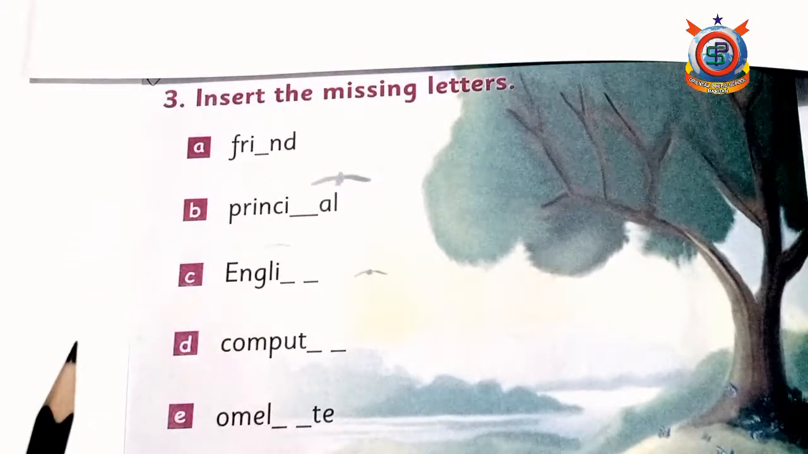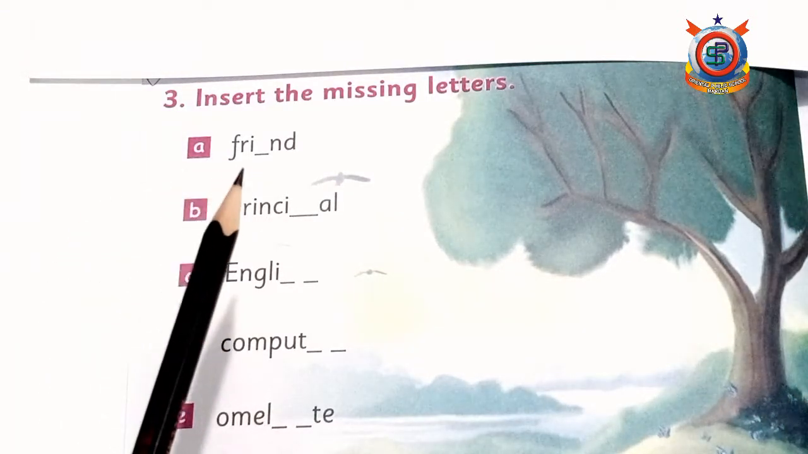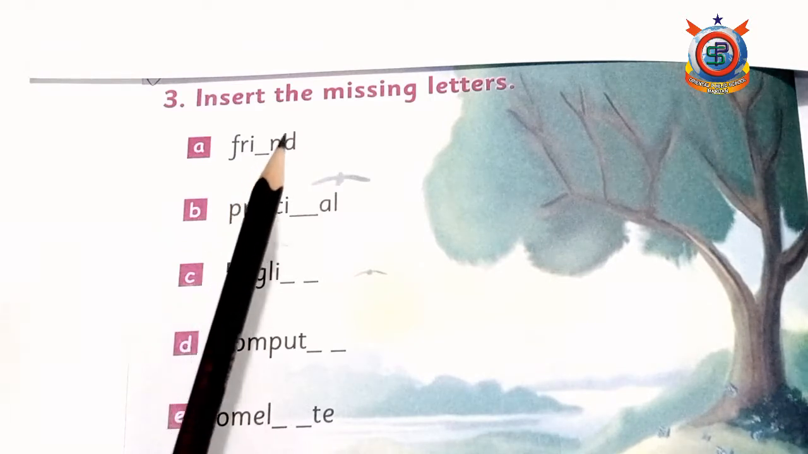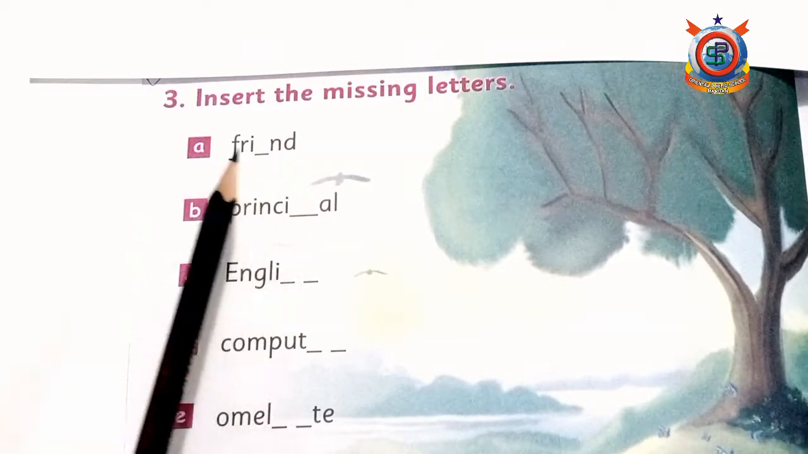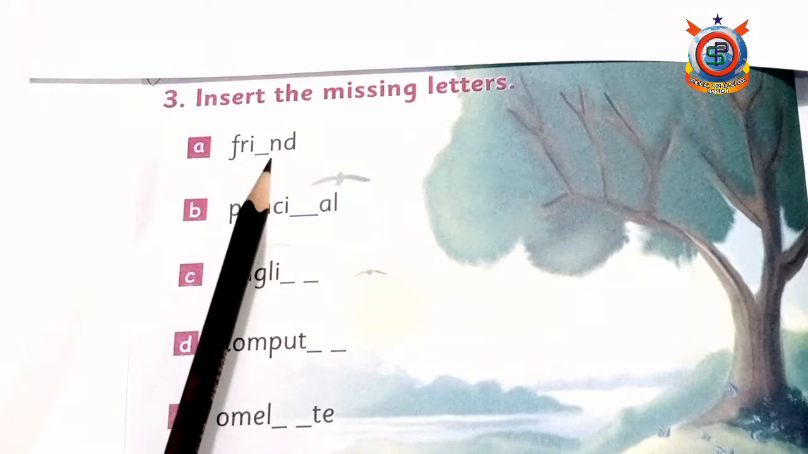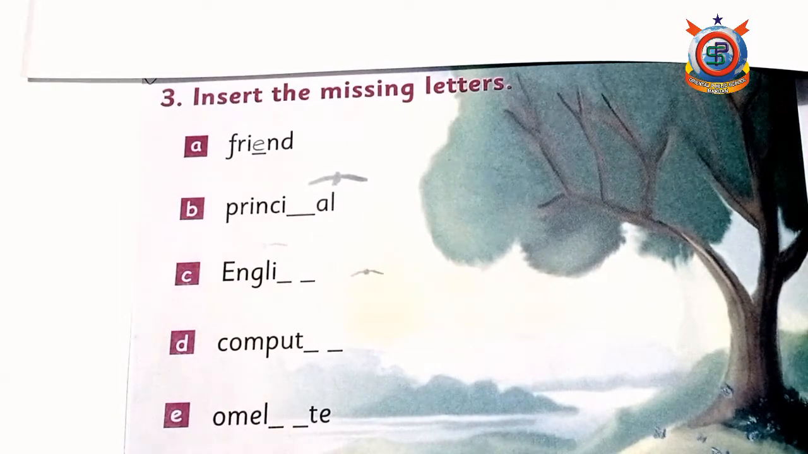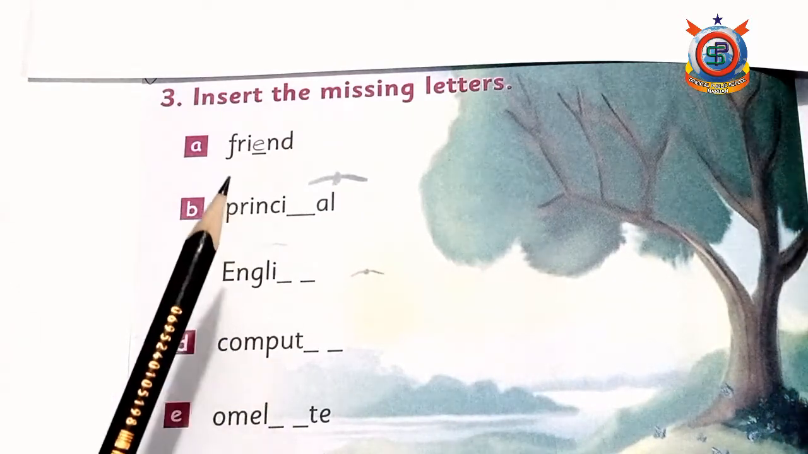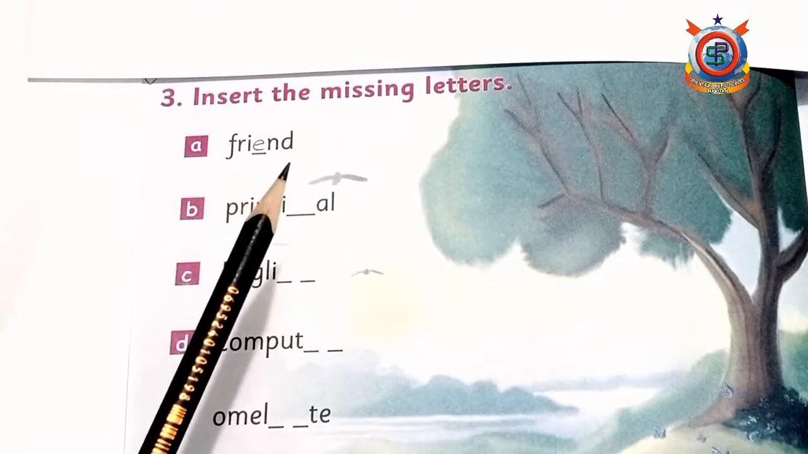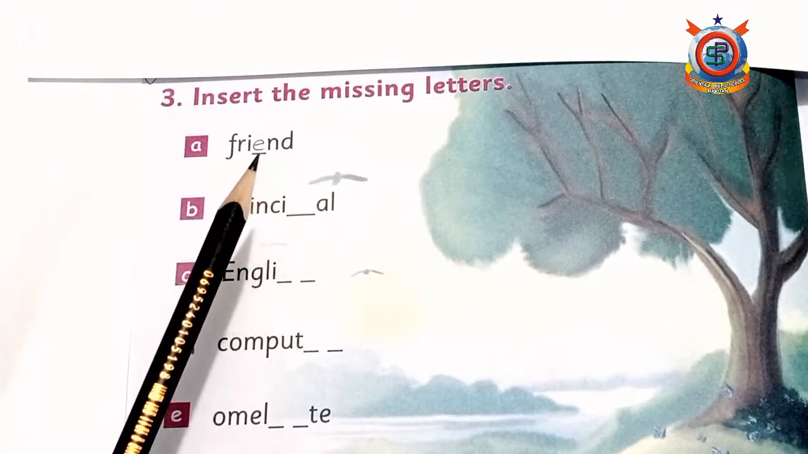Okay, let's start with me. A is F-R-I, then a space and D. F-R-I and D. Which letter is missing, students? Yes, tell me. Hurry up. Very good. Letter E is missing. Write with me, students. E. Excellent, dear students. Letter E is missing. F-R-I-E-N-D.